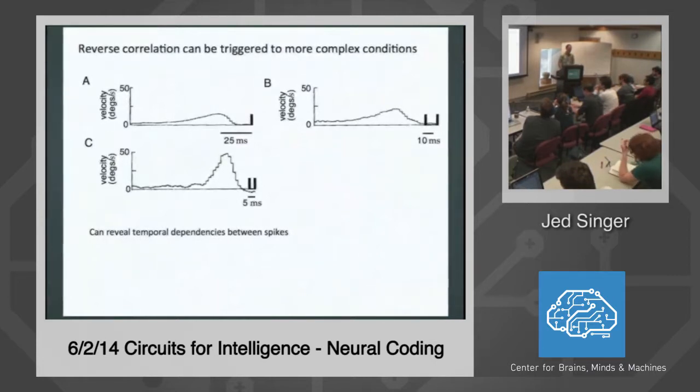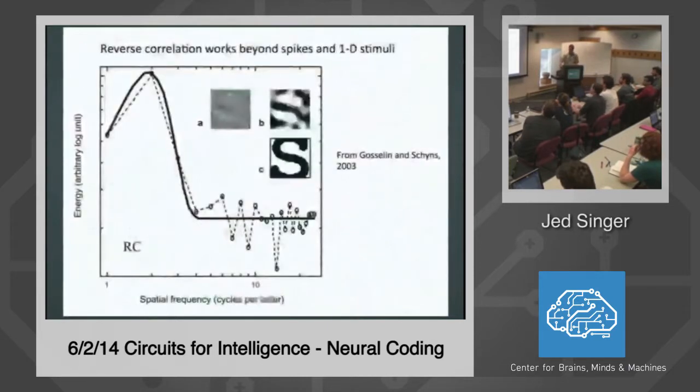And you can get as fancy as you want with your triggers for reverse correlation. So yes, reverse correlation works beyond one-dimensional stimuli, and it also works beyond spikes. This is an experiment in which the triggers for reverse correlation were not neural spikes, but were actual behavioral responses of people looking at these two-dimensional arrays of visual white noise. Subjects were asked to press a button when they saw an S in that white noise. And they did this many, many times.